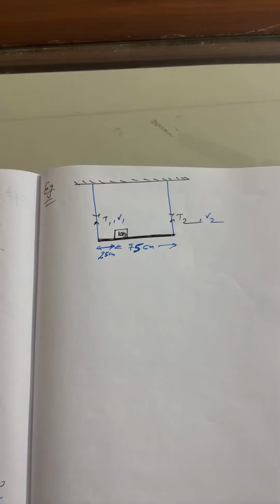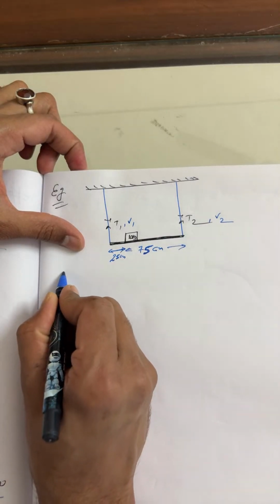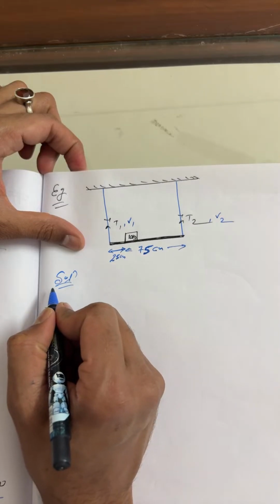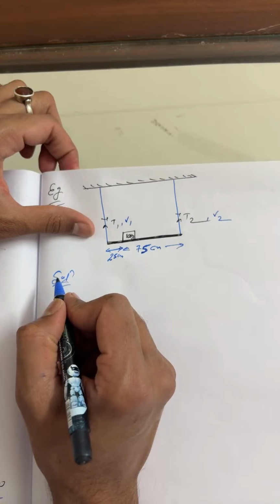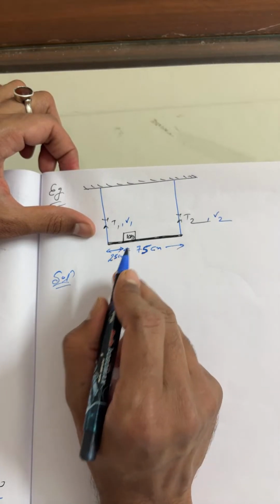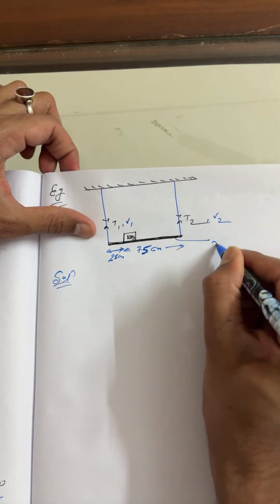Now I'm going to solve this question. Solution, everyone. What can you say initially here? T1 plus T2 is equal to what? Mg. You can take the mass of the rod also.